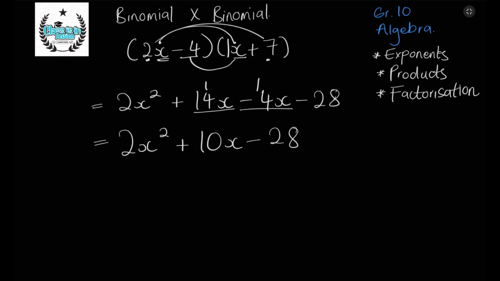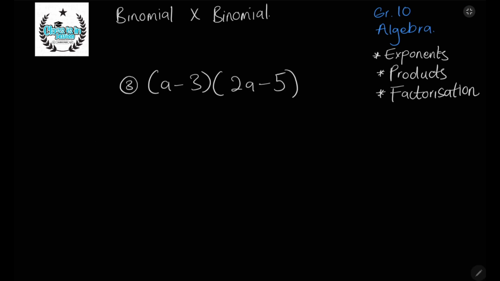Let's move to the third example. Let's try an example that has both brackets that are negative. We have a minus 3 multiplied by 2a minus 5. So we start with a times 2a. This is basically 1a. So it's 1 times 2, which is 2. Let's move to the variables. We have a and a, which gives us a squared.